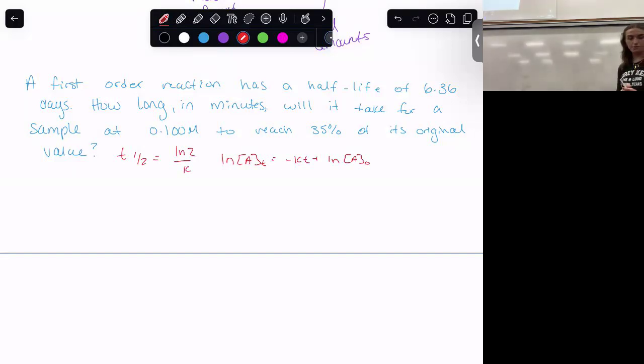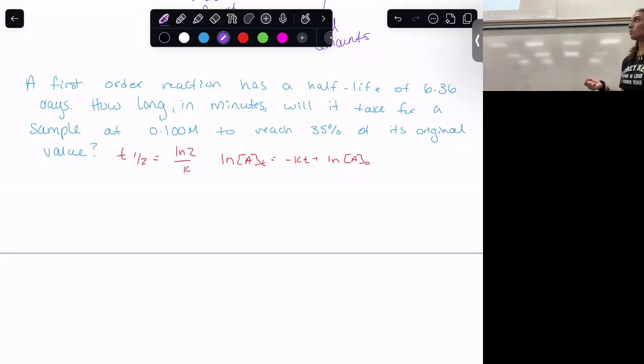So for this question, a first order reaction has a half-life of 6.36 days. How long in minutes will it take for a sample at 0.1000 molar to reach 35% of its original value? Do you want me to walk through it? Yep. So this kind of combines everything that a half-life type question could ask you.